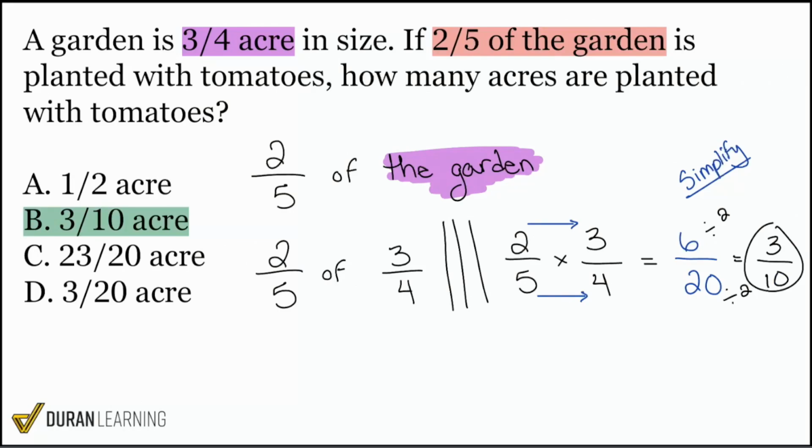But I want to show you one more way to do this before we move on. I want to show you the technique of simplifying before you actually multiply. Let me show you the same arithmetic. We have 2/5 multiplied by 3/4. And everybody, what was that thing we just did at the end here? What did we do at the end?